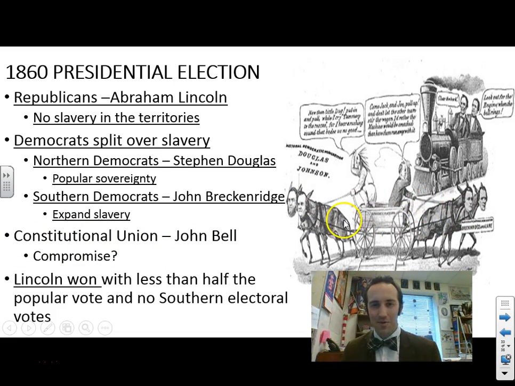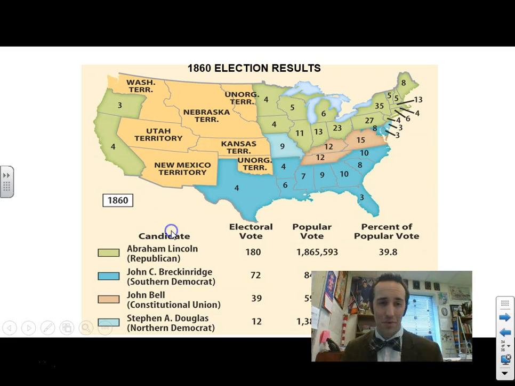And the Democrats are split. They don't know which way to go. And so the Republicans, even though they're a new party and they're only in the North, they win. And so if the Democrats were united, they would have won easily. However, because the Democrats split in half between North and South, the Republicans win. And Lincoln wins with less than half the popular vote and no votes from the South.